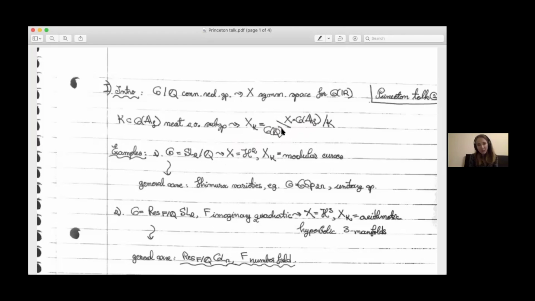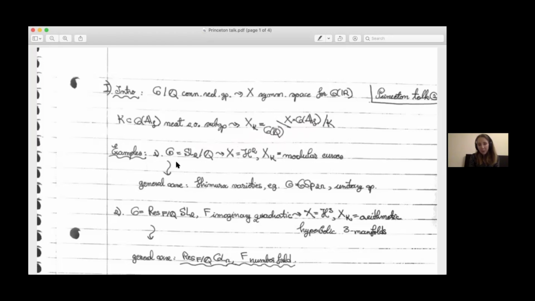And if you haven't seen this construction before, then don't worry about it. I'm just going to give you two examples that are going to illustrate the way in which these locally symmetric spaces can behave, and there's a fundamental dichotomy that will show up.